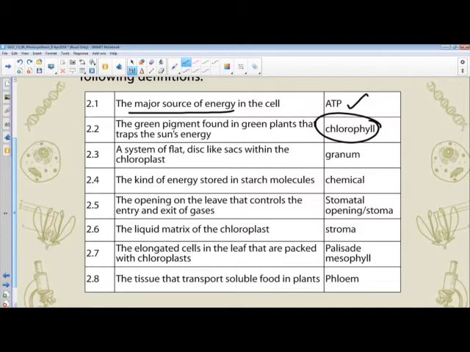A system of flat disc-like sacs within the chloroplast, and that's what we've been talking about. So it refers to these flat structures that are stacked one on top of the other, and we refer to that as the grana or the granum.